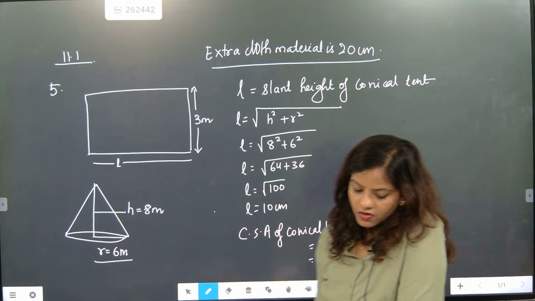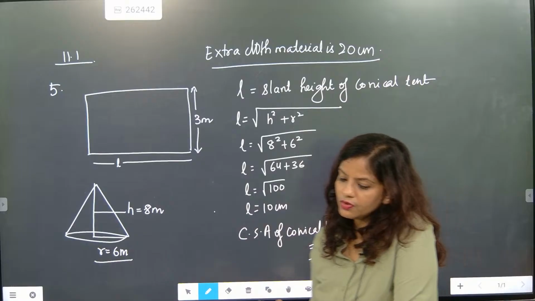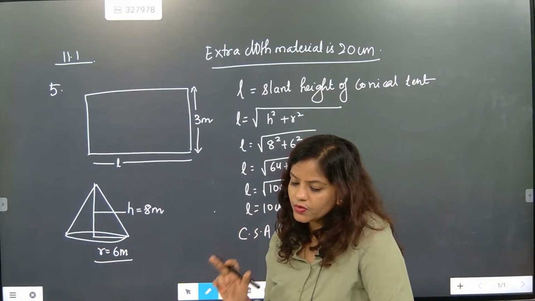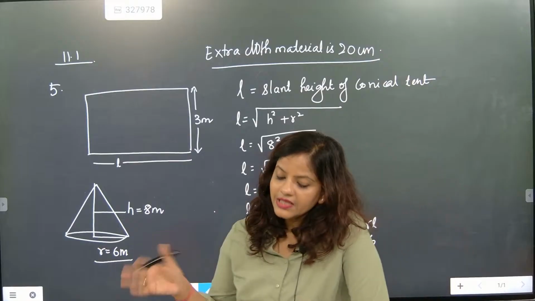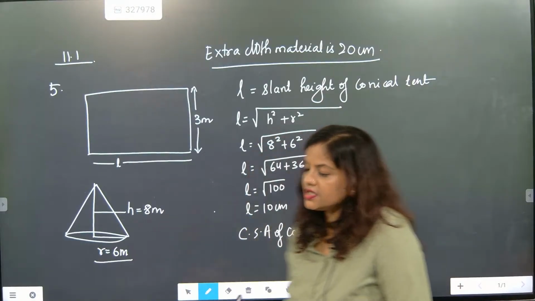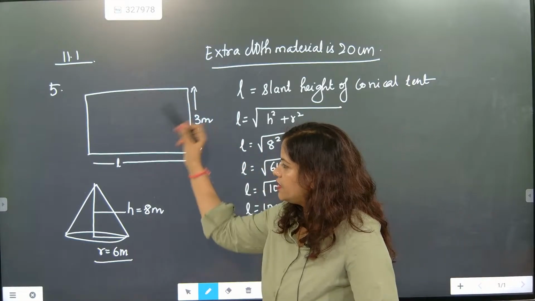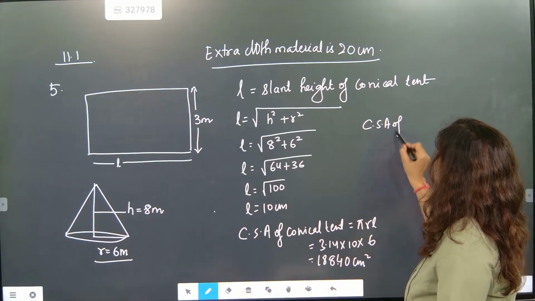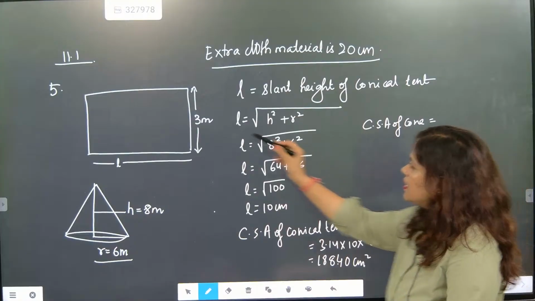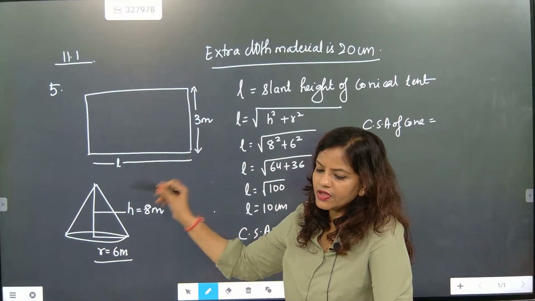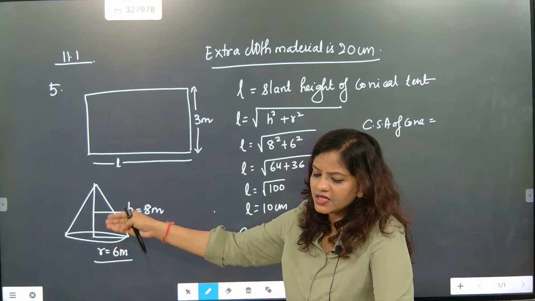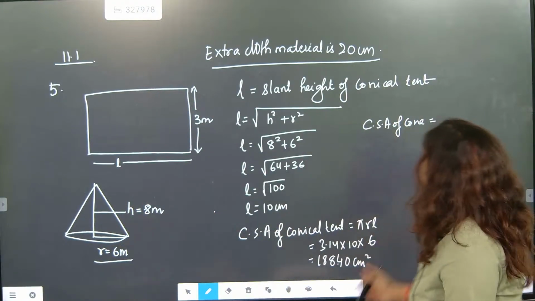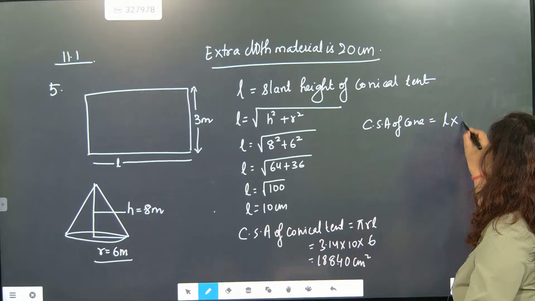But beta, this is not it, because you need to know that the conical tent has extra length, 20 centimeter wastage, that we will be removing. But what is the total length of the tarpaulin? CSA of cone will be equal to the area of this cloth, length into width, because this only is going to make the tent. So the area of this cloth will be equal to the area of this cone.